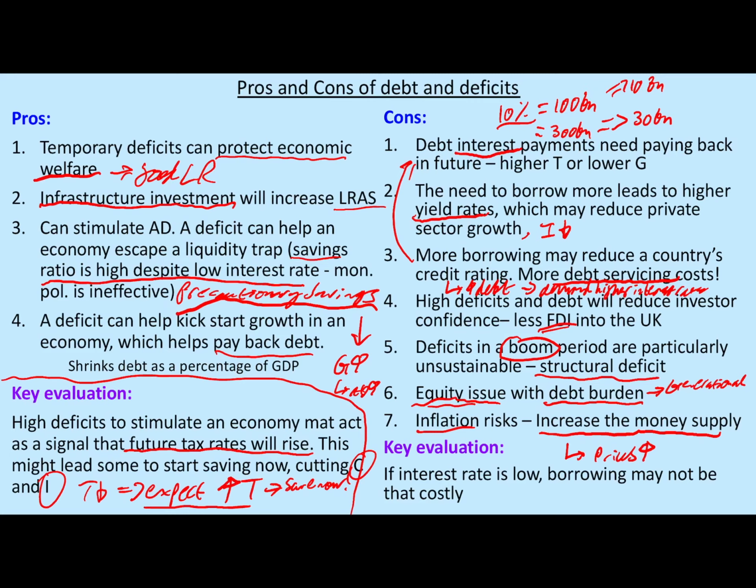The key evaluation then: if the interest rate is low, the borrowing may not be that costly. Looking back to perhaps our point number one, if this interest rate was only 1%, which it is likely to be at the moment, very low, the 1% on the 100 billion debt would be only £1 billion, and on the 300 billion would be only £3 billion. In the grand scheme of things, for many large economies, that's not too much to pay in interest, and that level of debt and increasing of deficits may not necessarily be that problematic going forward.